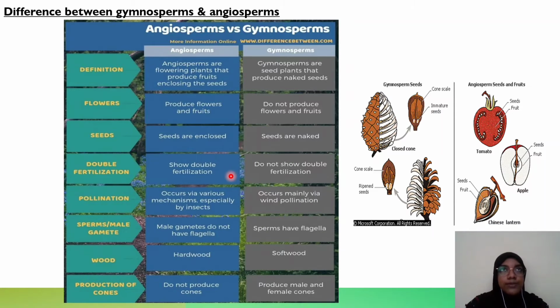In order for double fertilization to occur, pollination should happen. For angiosperms, pollination occurs through various mechanisms, especially by insects such as bees and butterflies. For gymnosperms, pollination occurs mainly through wind, through air only. And then the production of cones. Angiosperms do not produce any cones because they have flowers and fruits. Gymnosperms do not produce flowers and fruits, right? So therefore, they produce male and female cones.